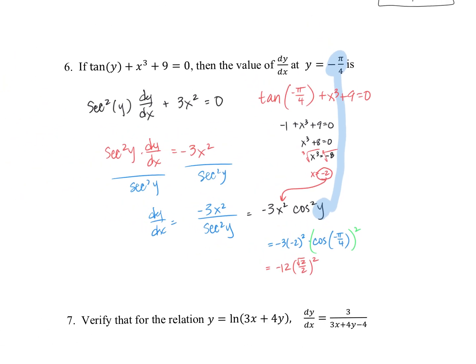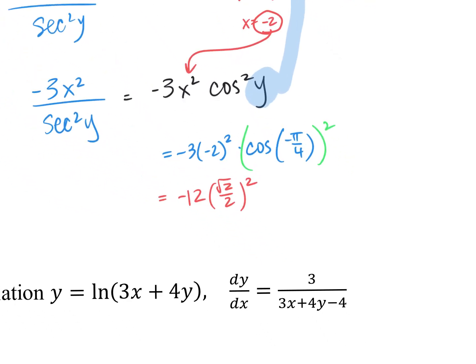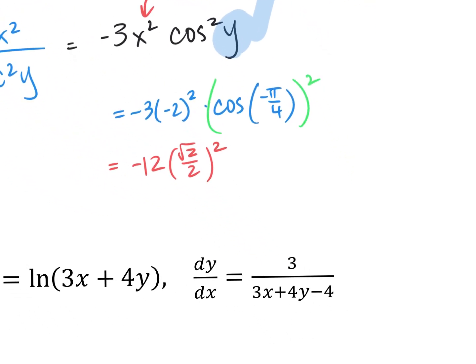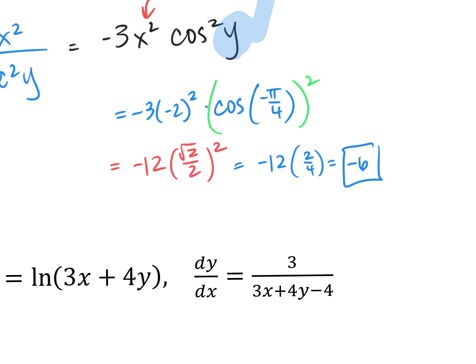Is this multiple choice? No. Let's act like it was, and then I'll show you where we could have ended. -12 times, what's root 2 squared over 2 squared? 2 over 4. So it's 1/2. -12 times a half? 6. So -6. I think often you write the negative, you just don't say it out loud. Is that true? Yeah.